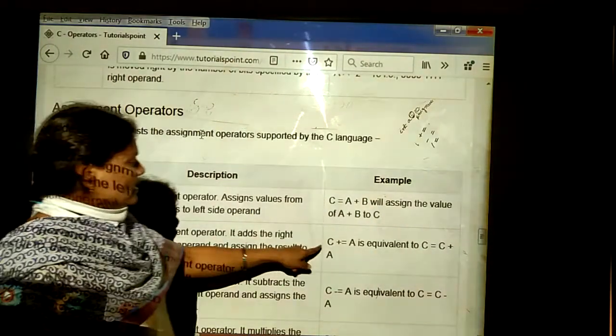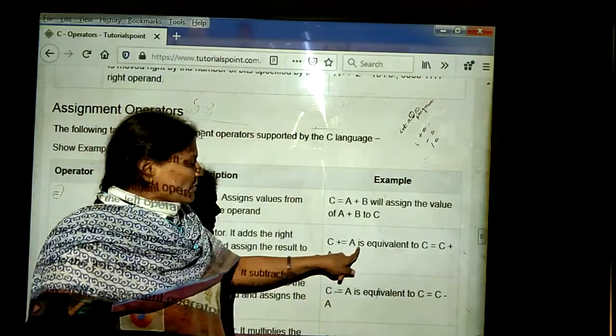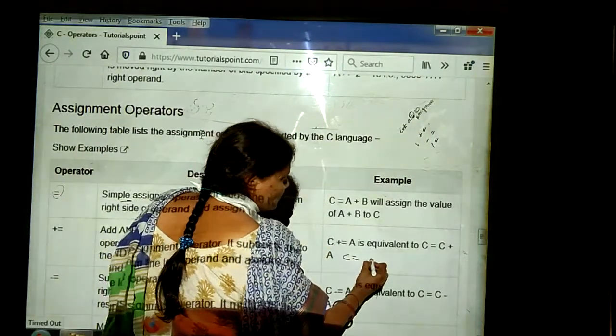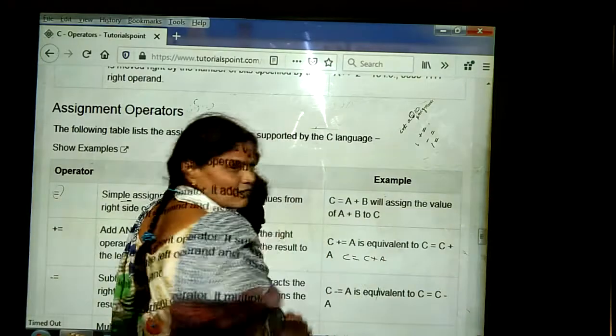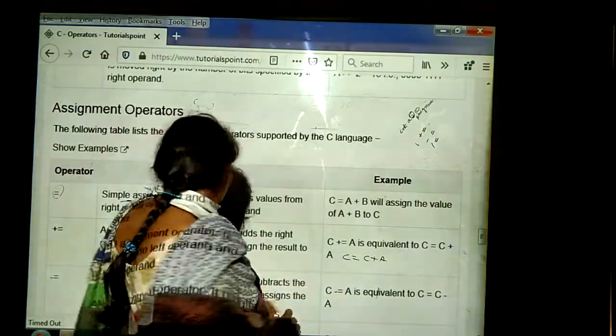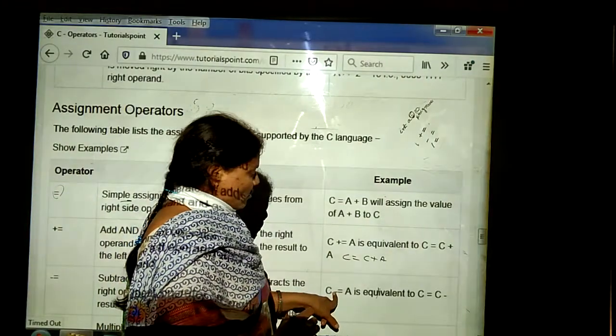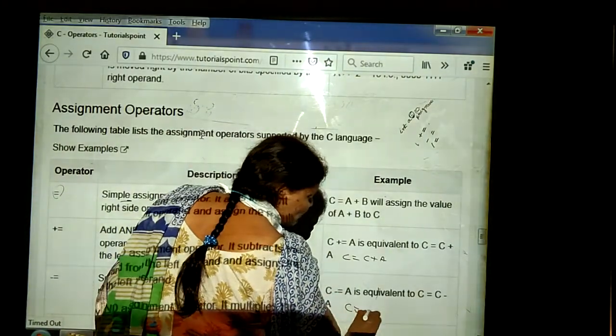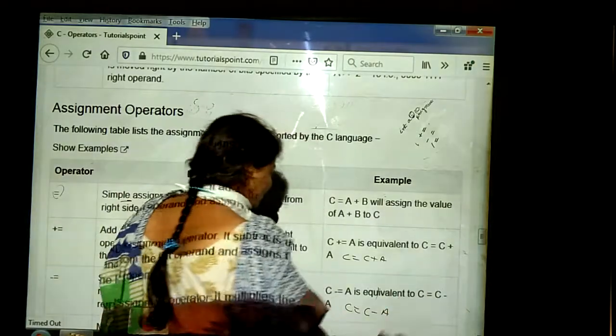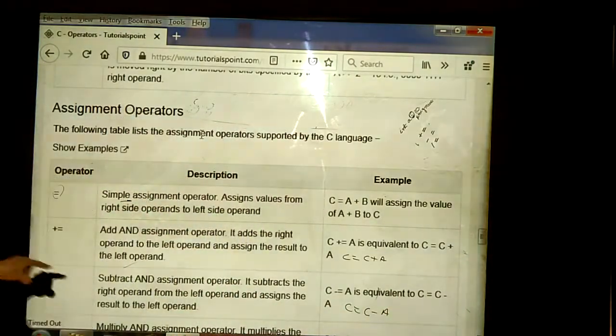Next, plus equal. How to write? C += A means C = C + A. In this way, we calculate the addition operation. Subtraction is also the same. With the minus assignment operator, C -= A means C = C - A. This is the way to use the assignment operators in C language.